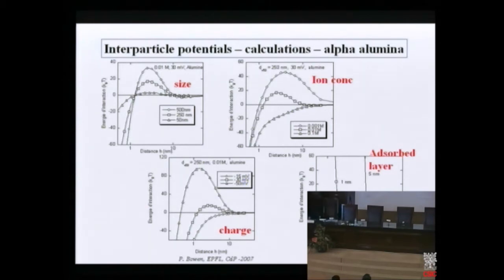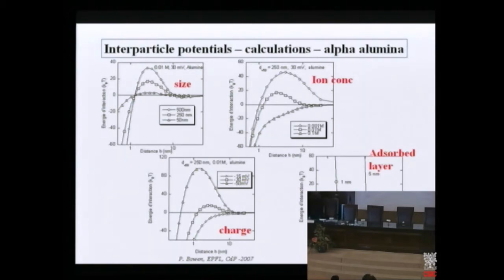So it also depends on charge. If you have something that's 250 nanometers and 10 to the minus 2, at 15 millivolts, no stability. At 30, a little bit. At 50, a massive barrier. So you have to manipulate these parameters. Adsorbed layer: you can see immediately that for 250 nanometer particles at 20 millivolts, 10 to the minus 2, just 1 nanometer cuts out most of the attractive minimum.